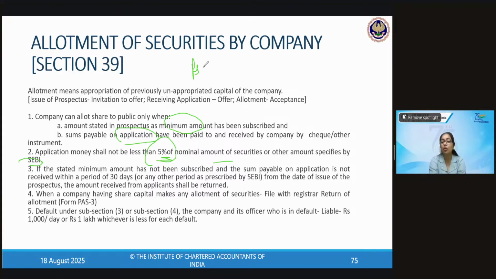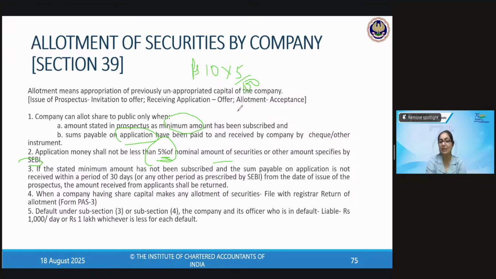So अगर मेरे शेयर का nominal amount ₹10 है, तो 5% of nominal amount कितना होगा? जल्दी बताइए. 0.5. Absolutely correct. Everybody is at least 0.5 should have been received on my shares. So what you have to remember is application money, at least 5% of the nominal amount or any other amount specified by SEBI should have been received. Then only I will allot securities.